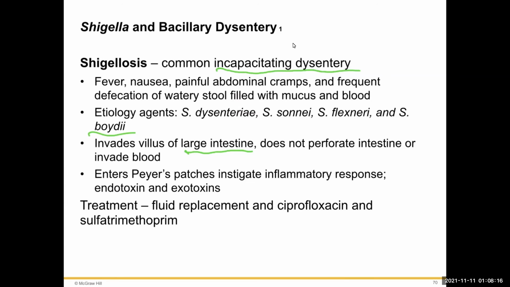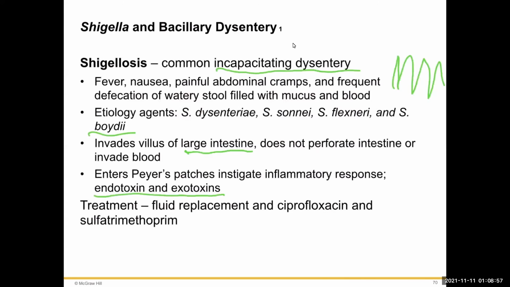It invades the villi of the large intestine, the extensions into the large intestine that absorb water and salt. It enters Peyer's patches. It instigates an inflammatory response with its endotoxins and exotoxins. Okay. Again, endotoxins are produced inside the body, like inside the bloodstream, inside the intestines. Exotoxins are produced outside, like onto the surface of the skin and things like that. Treatment is fluid replacement and ciprofloxacin and sulfamethoxazole-trimethoprim.